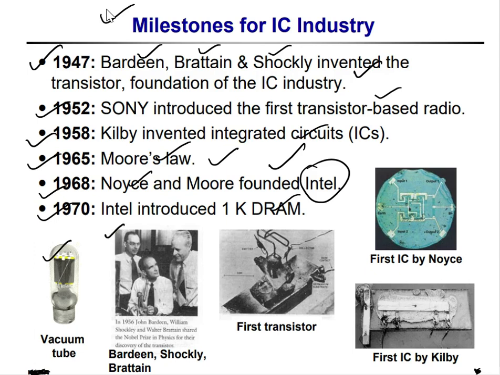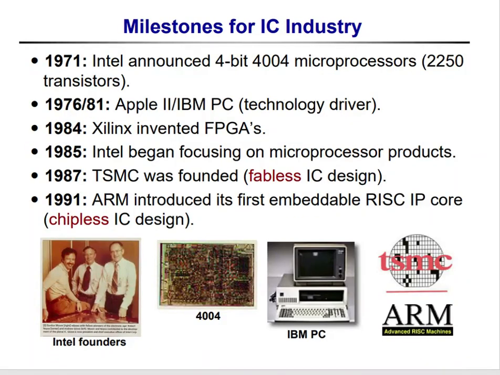Then this is the picture of a vacuum tube. These are the three scientists who invented the transistor. The first transistor looked like this. This is the first IC by Kilby, and the first IC by Noyce. Then 1971, the Intel microprocessor. 1976 to 81, Apple and IBM came with their PCs.